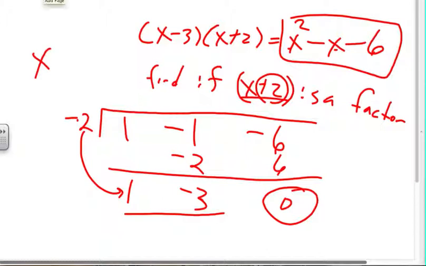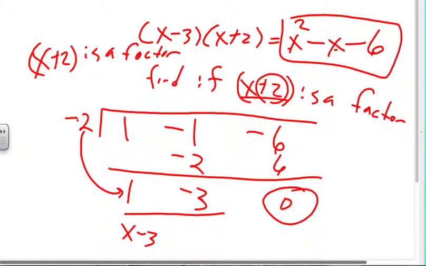Okay? That tells you that x plus 2 is a factor. The other thing it tells you is that x minus 3, which is what you get below here, is also a factor. So synthetic allows you to factor these things out.